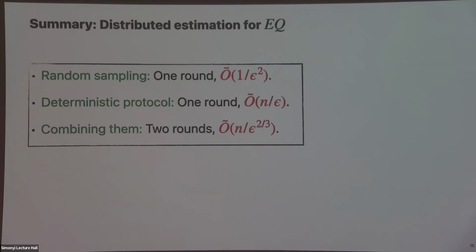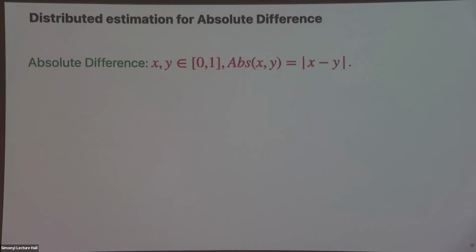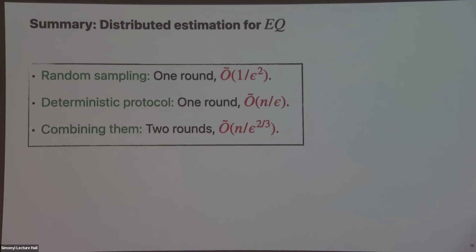But what I want to abstract out of this is the following template, which seems very powerful and useful. Just using random sampling in 1 round, you could have done 1 over epsilon squared. Didn't seem particularly impressive. We instead found a deterministic protocol, which in 1 round gave us 1 over epsilon, forget the log factors. And then by combining this deterministic protocol with random sampling, in 2 rounds, we managed to go down to 1 over epsilon to the 2/3. And of course, the main question now is, is this the right bound or can we go further?